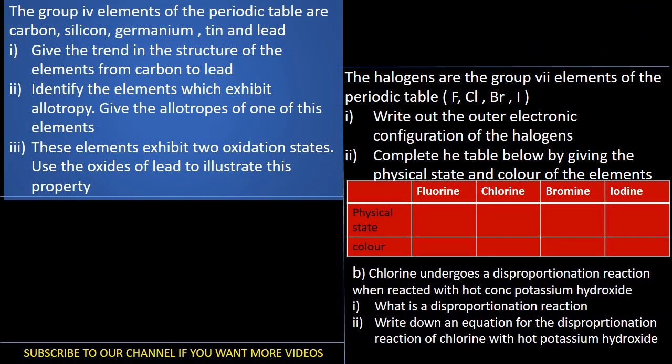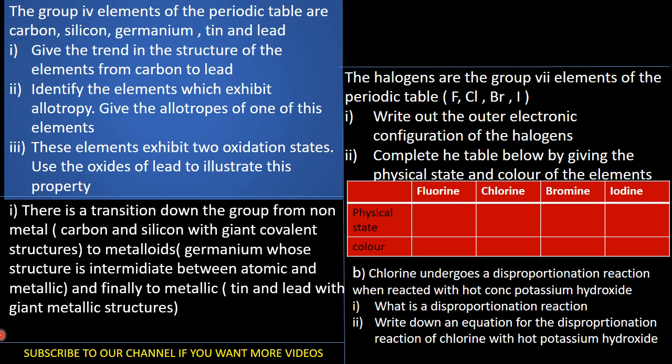The next question is saying that the group 4 elements, as you can see on the periodic table, are carbon, silicon, germanium, tin, and lead. Roman one says we should give the trend in the structure of the elements from carbon to lead, and Roman 2 says identify the elements which exhibit allotropy. Give the allotropes of one of these elements. Then Roman 3, these elements exhibit 2 oxidation states. Use the oxides of lead to illustrate this property. Okay, guys, let's dive straight into it.